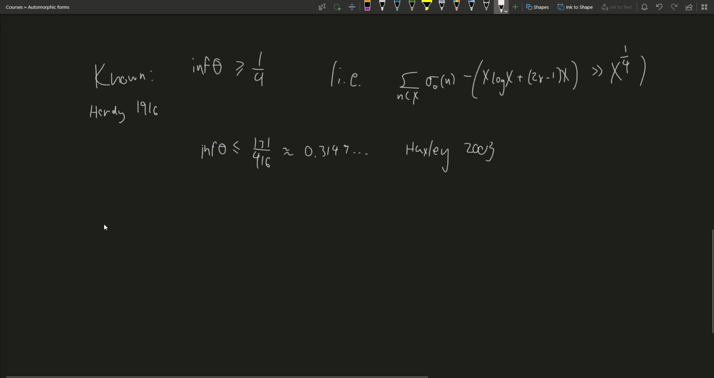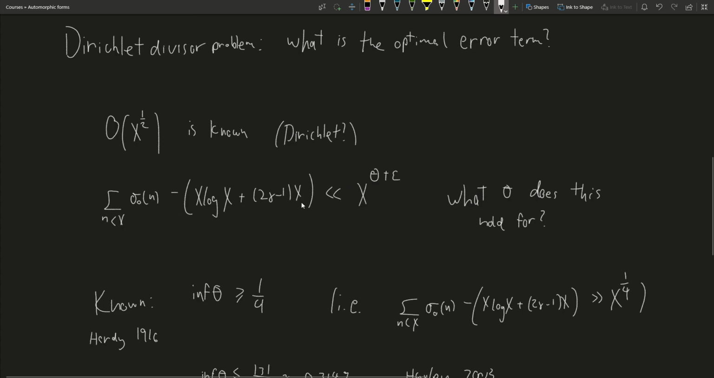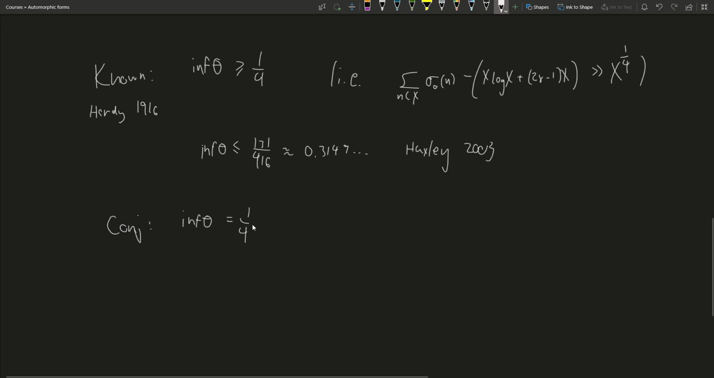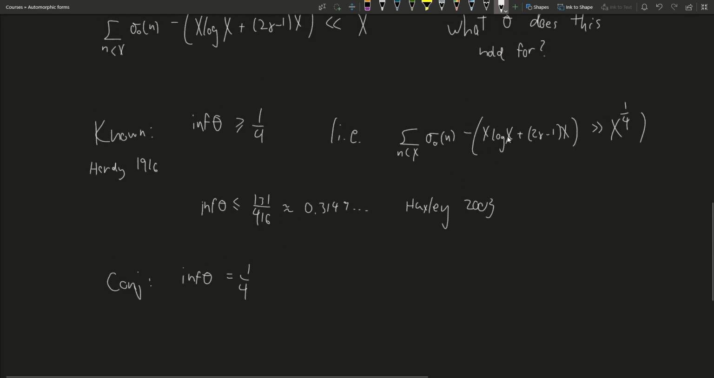And the conjecture is that the inf of theta, so the smallest theta you can actually take, is exactly 1/4. I think it's expected that, in fact, the ratio of this difference divided by x to the 1/4 has some limiting distribution. And you can find more info on the Wikipedia article.